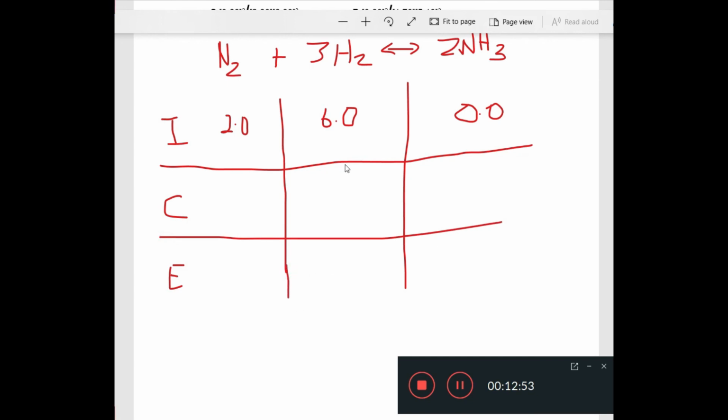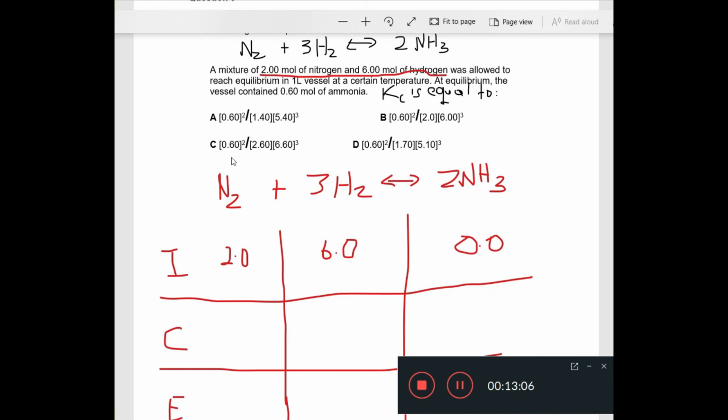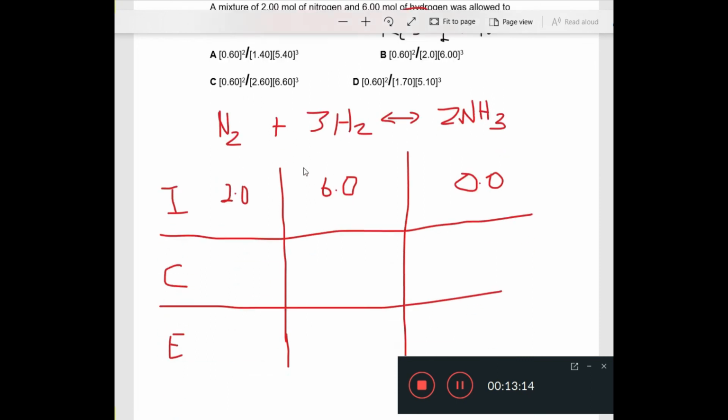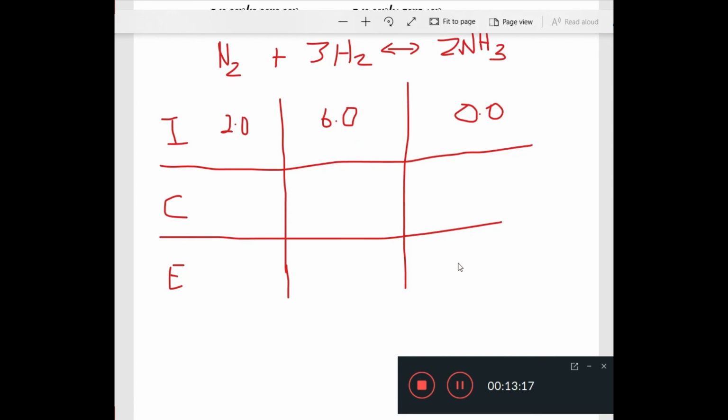Alright, so let's go back to the question, because it's okay to have the initial amounts, but we need one other data point, either a combining data point or an equilibrium amount data point to fill out this table. So we go back to the question. It says at equilibrium the vessel contained 0.6 mole of ammonia. So equilibrium amount of ammonia was 0.6 mole. Now once we have that, we can use that along with the initial amount of ammonia to work out how much combined, and then work out the rest.